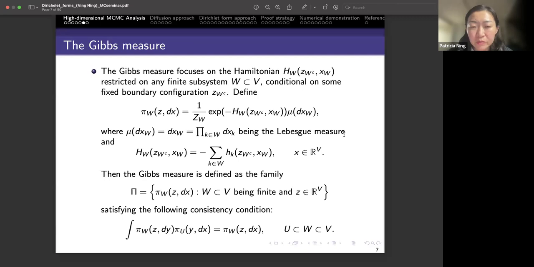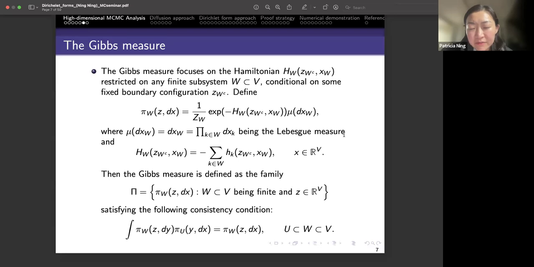And we also assume this Hamiltonian is in the form negative summation over k in W of h_k, with Z_W, C, X_W. So this is the form. We can see that above is negative capital H, and capital H is another negative, so it is negative, negative, a function on the little h_k.